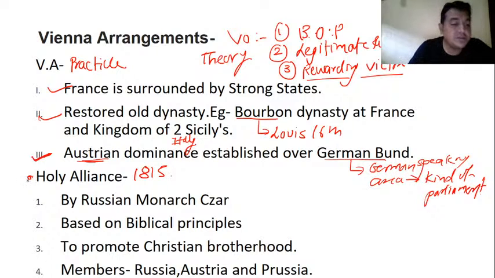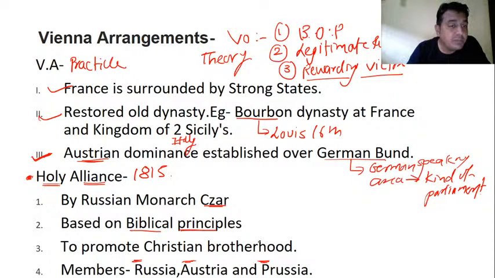The next initiative was taken by the Tsar. Tsar means the Russian monarch. It is based on biblical principles. It is a religious book, so the holy word is related to that. And when it is religious, it has some diversion from practical interest. Vienna Order was a completely political order, but Holy Alliance was not. It was like a spiritual alliance. Why was it there? To promote Christian brotherhood among the states. The members were Russia, Austria, and Prussia.